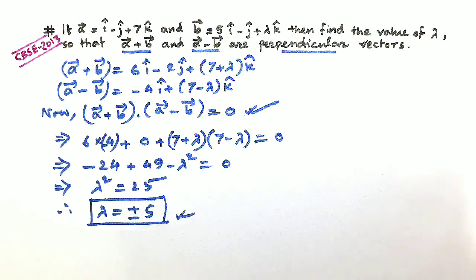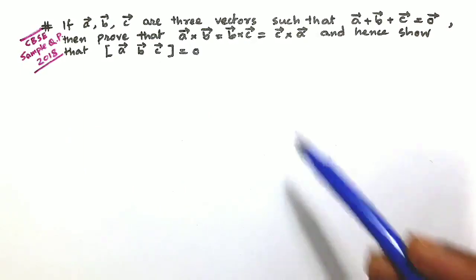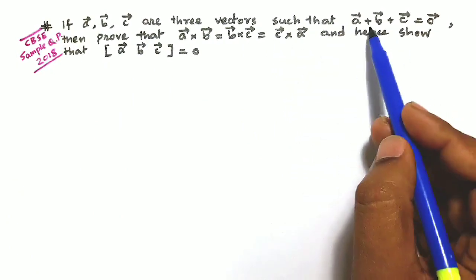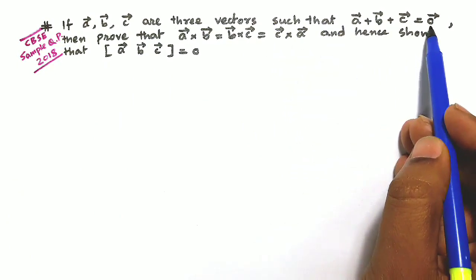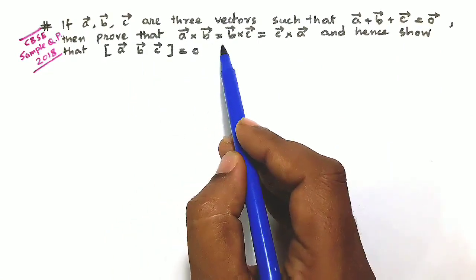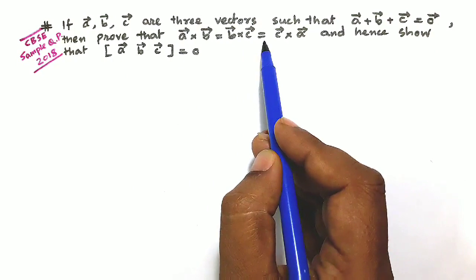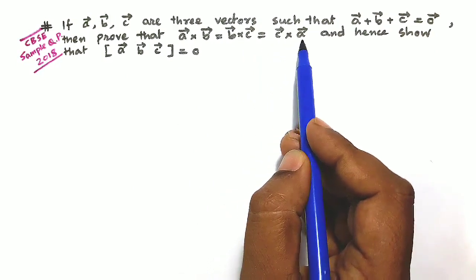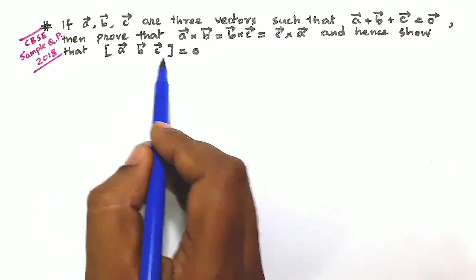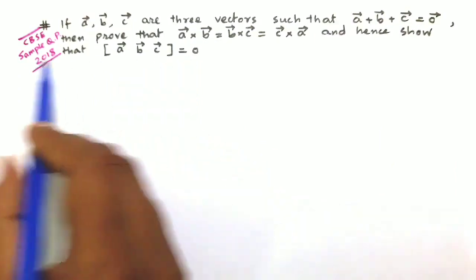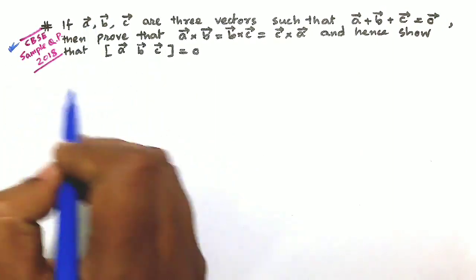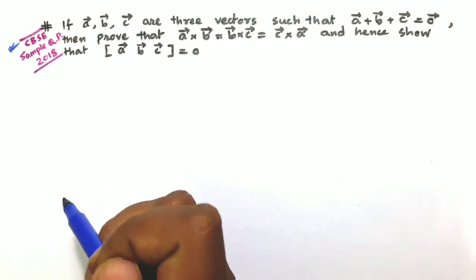This is the result. Our last problem is: if a vector, b vector and c vector are three vectors such that a vector plus b vector plus c vector is equal to 0 vector, then prove that a vector cross b vector is equal to b vector cross c vector is equal to c vector cross a vector, and hence show that the scalar triple product of these vectors is equal to 0. And this is taken from CBSE sample question paper 2018. This is one of the most important questions of vector algebra.